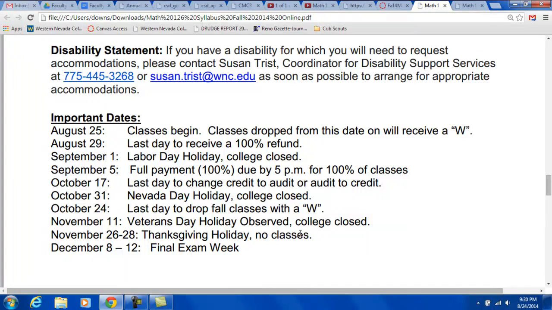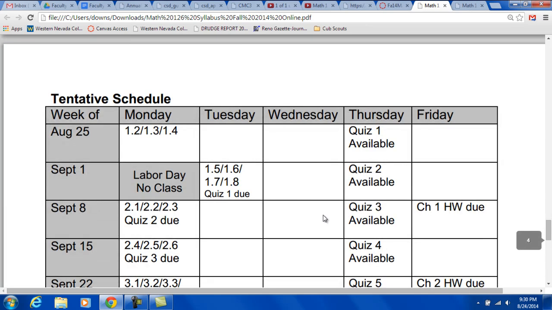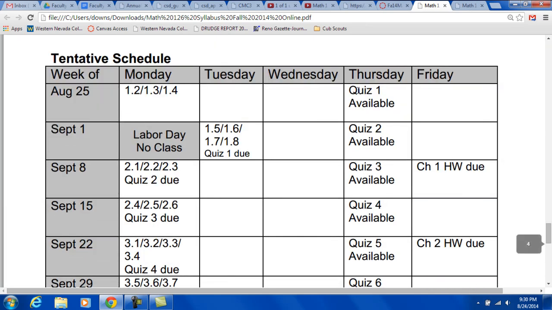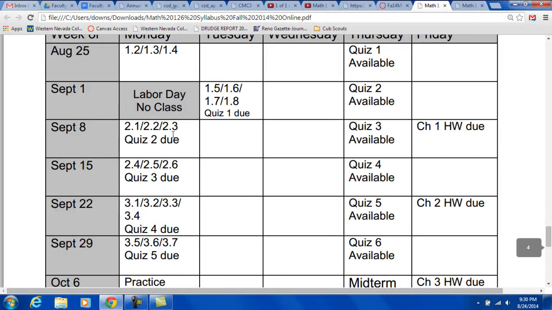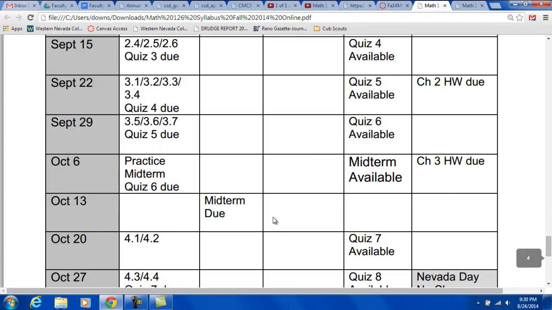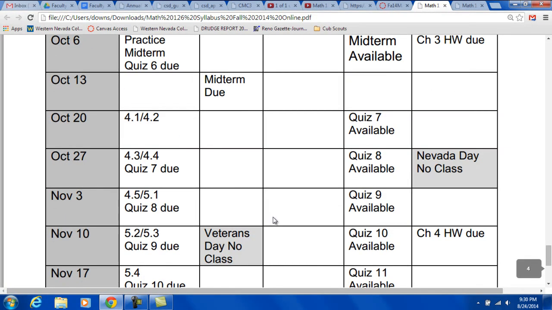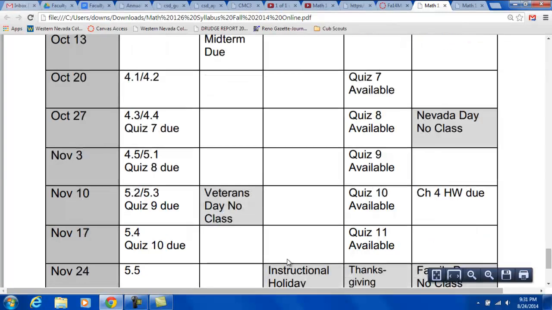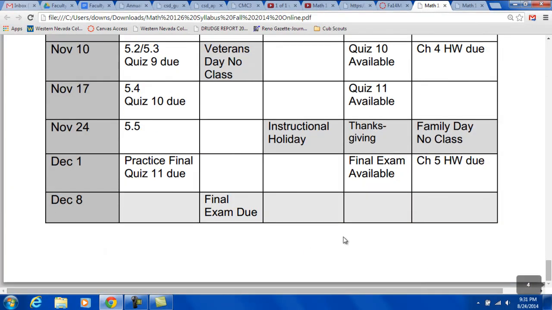Here are some important dates for the college for this fall 2014 semester. And here's our tentative schedule. You see quizzes come out on Thursday. They're going to be due on Monday. Again, unless you're at a school where they proctor them. There's a midterm. There's our rough schedule, and that's it.